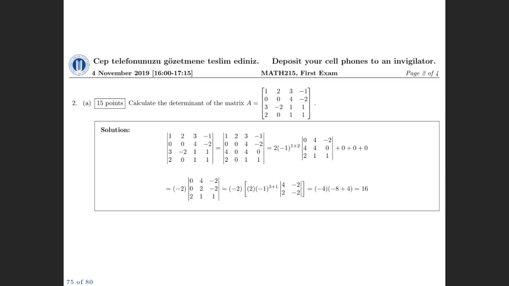In part A, we calculated the determinant of this matrix. It was called A here, but in the notation of part B, this is the matrix A2.